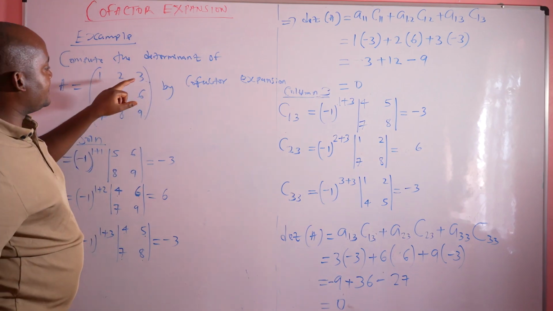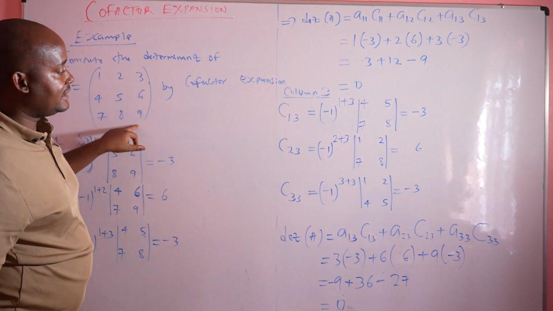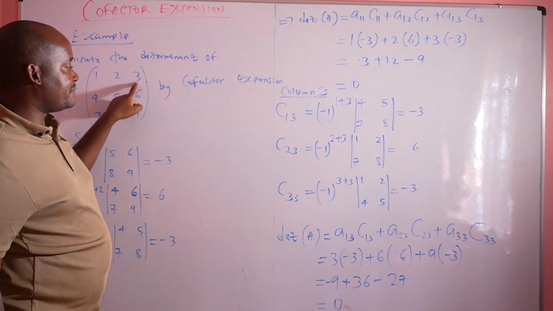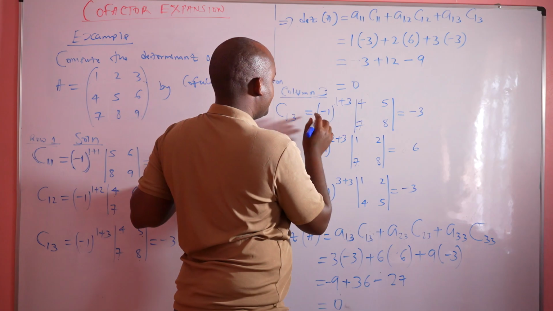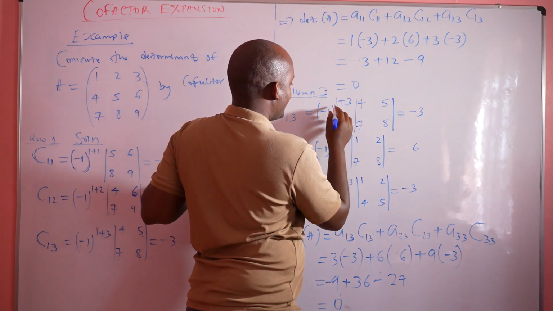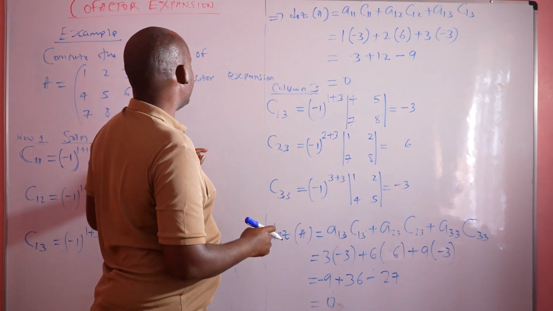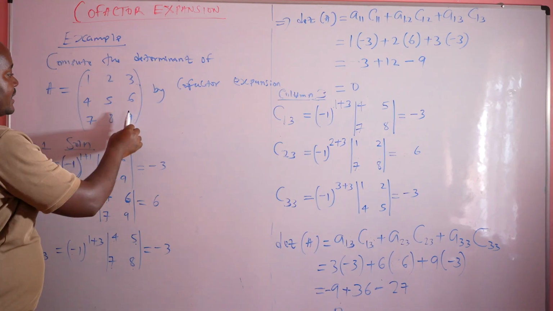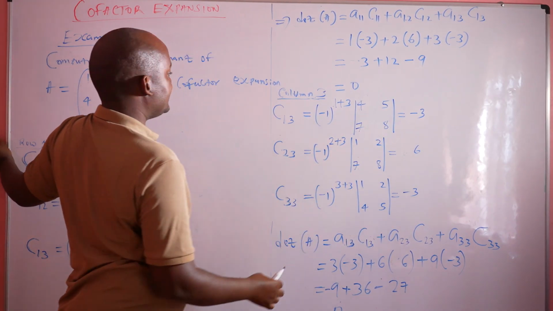So what are the entries in column number 3? It is 3, 6, 9. So the cofactor corresponding to 3 will be denoted by C13, meaning that our C13 will be equal to -1 raised to the power of 1 plus 3 multiplied by the determinant of the submatrix that we obtained once we delete this row and this column, and be left with the entries 4, 5, 7, 8.